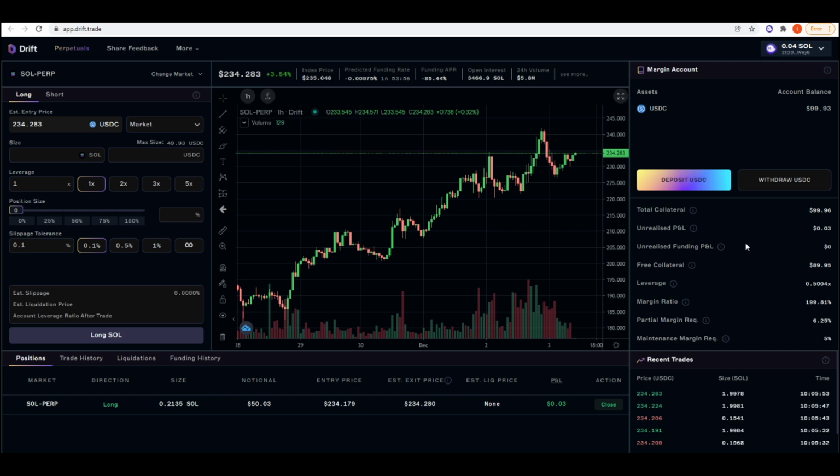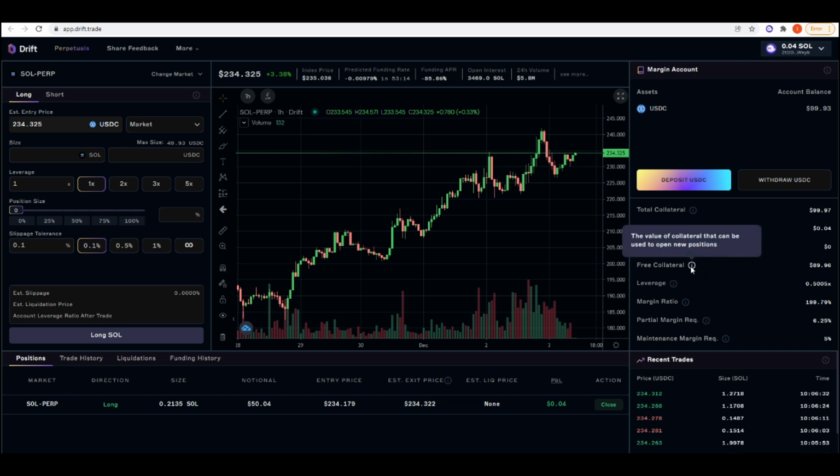Then there's unrealized funding P&L. If you're not familiar with perpetual futures, you have to pay a funding rate every hour depending on whether you're long or short. The funding rate here is minus 85.61% APR, meaning that you're currently getting paid 85.6% of your position per year to go long. When the funding rate's negative, people who go long actually get paid interest by the people who are short. If the funding was positive, people who are short get paid interest by people who are long. So you get money every hour if you're going long right now, and that will show up here in the unrealized funding P&L.